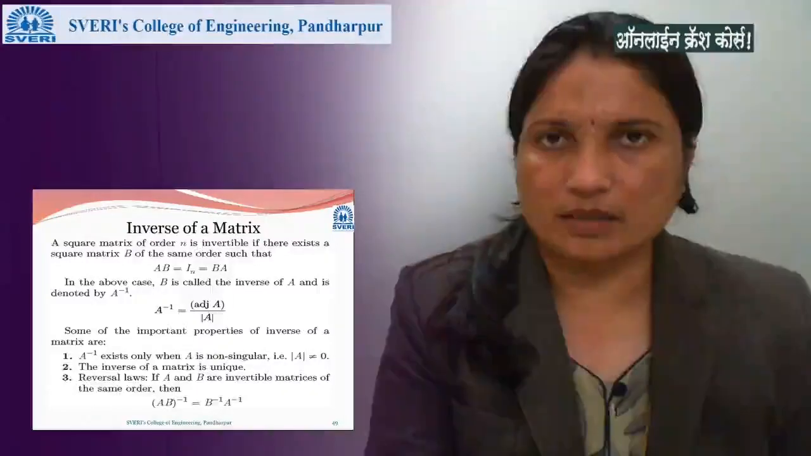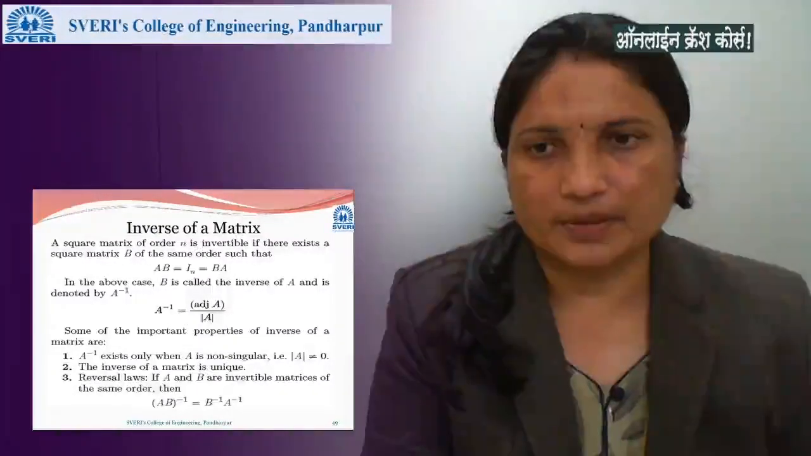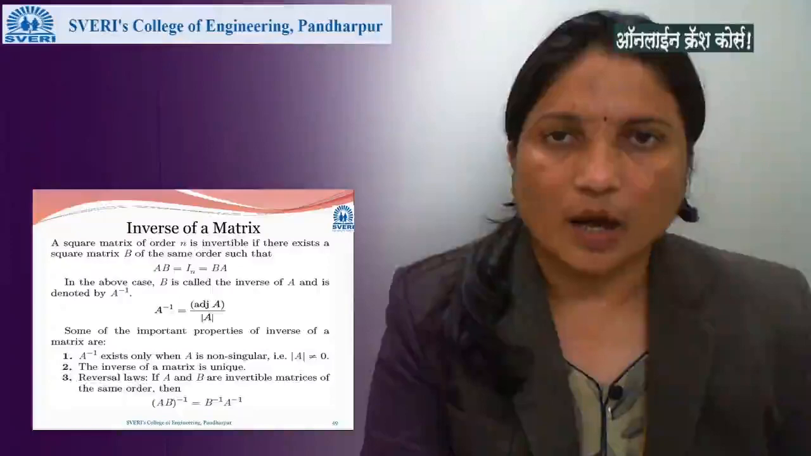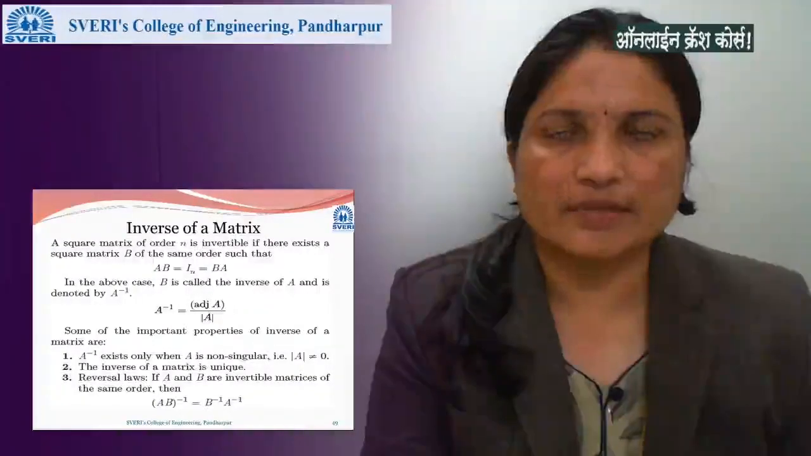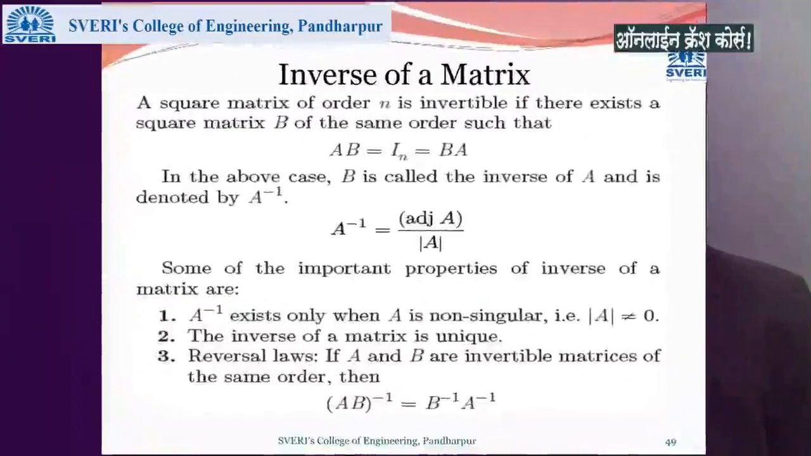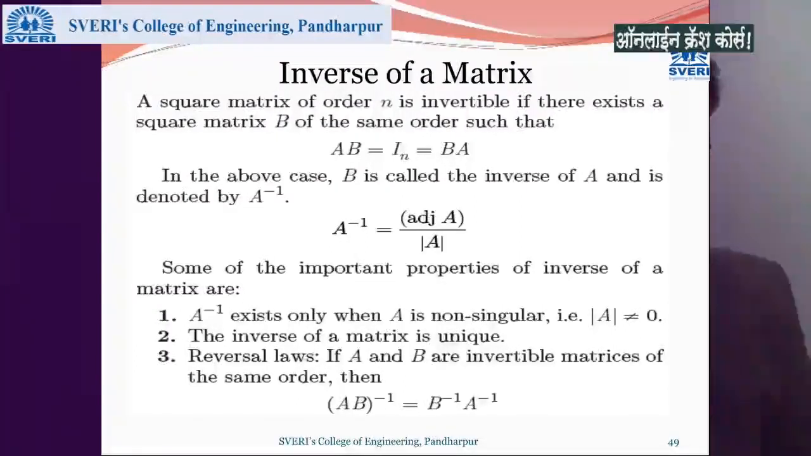Then after this, there is an important point of this chapter, that is the inverse of a matrix. How to find the inverse of a matrix? So here a square matrix A of order n is invertible if there exists a square matrix B of the same order such that AB is equal to In is equal to BA. In this case, B is called the inverse of A and is denoted by A inverse.